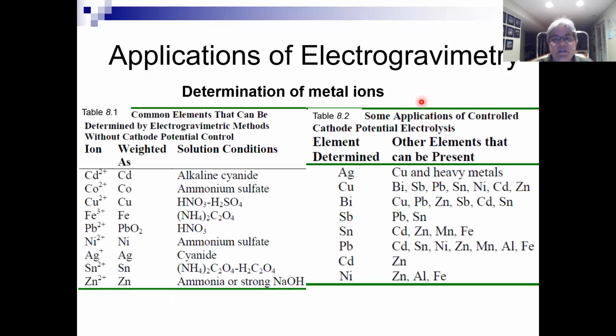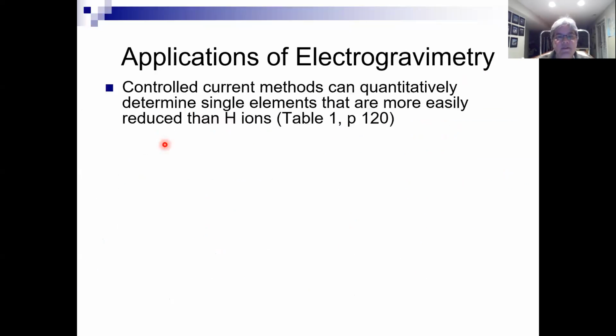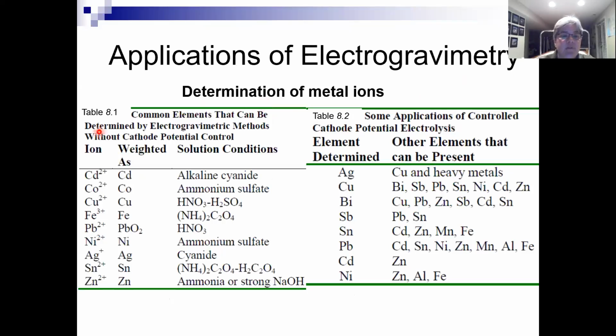So the applications for electrogravimetry are pretty much to determine metal ion concentrations. And these two tables are in your book. So notice that there are some methods where you just control the current and you don't need to control the potential. So you can use 2 electrodes and you just deposit one metal only. So notice in this table, all of these can be determined that way. That's the only thing you're determining. There's nothing else in solution.